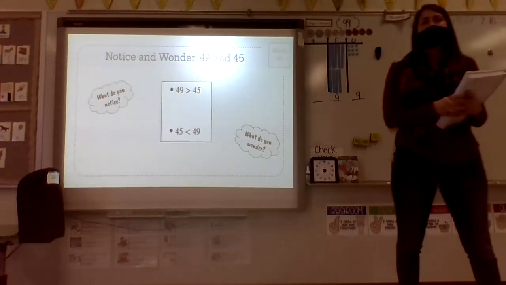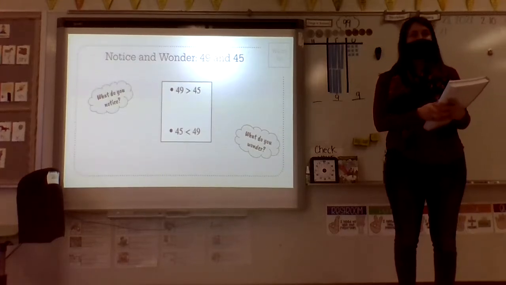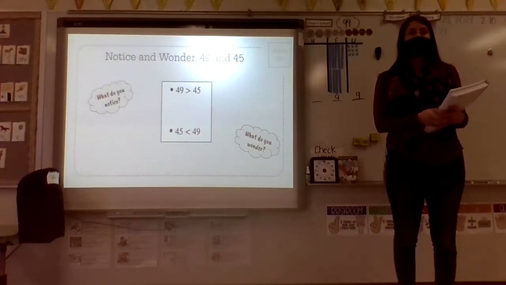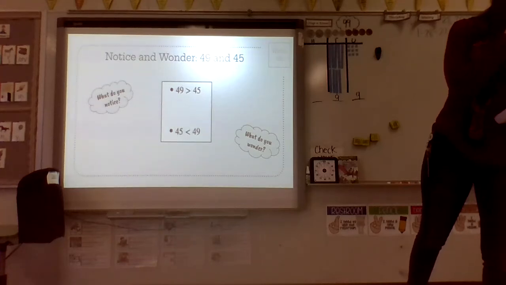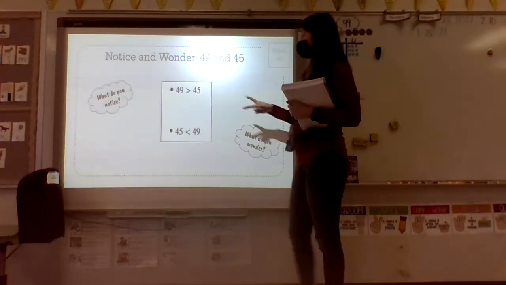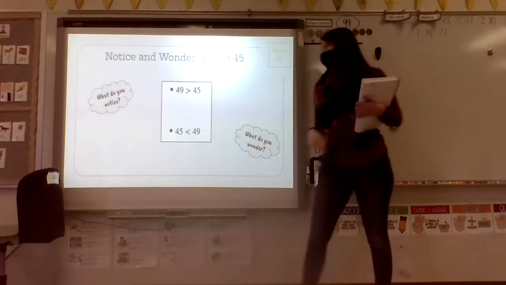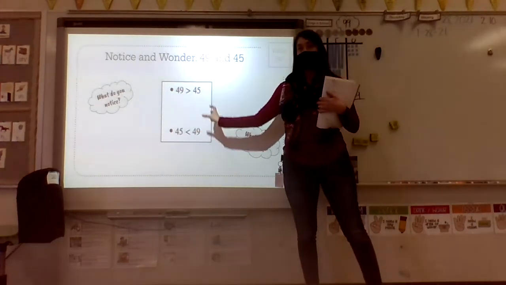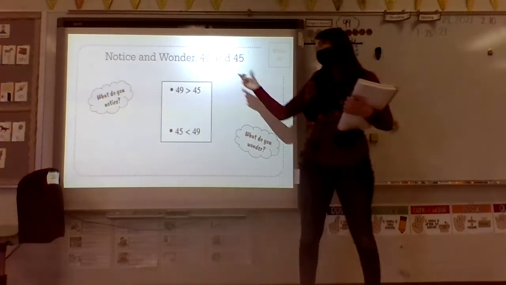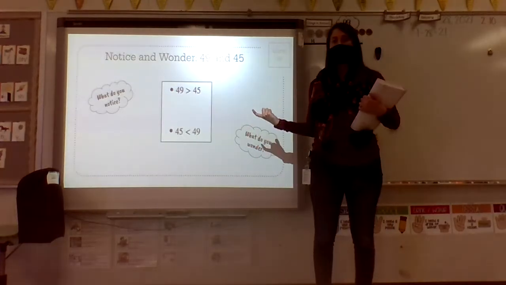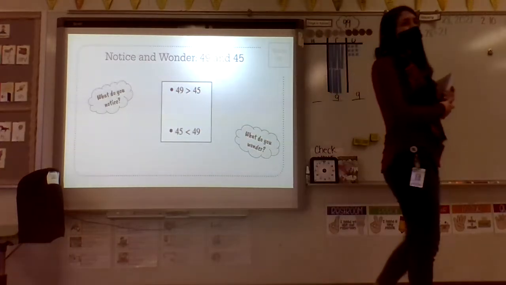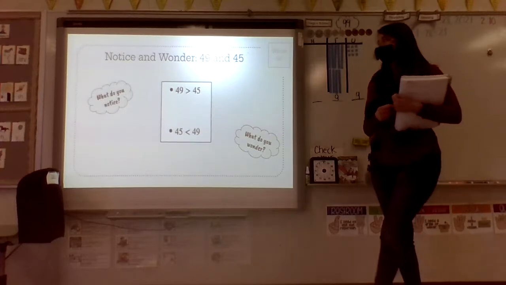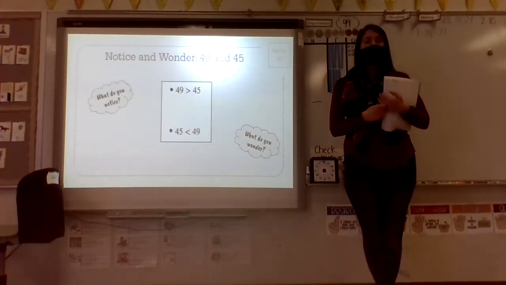Anyone else? Jimmy? I noticed they flip it. Like they flip it. Oh, you said you noticed that the symbol is flipped? Oh, and the whole problem is flipped. That's what you meant, right? Whole thing is flipped. So they're all the same numbers, but they're not in the same place. So 49, 45, and this one says 45 and 49. And that being said, what else is flipped with those numbers? Cora?